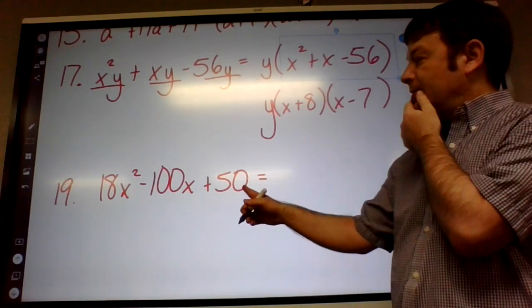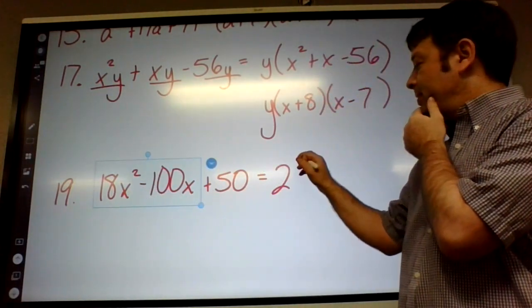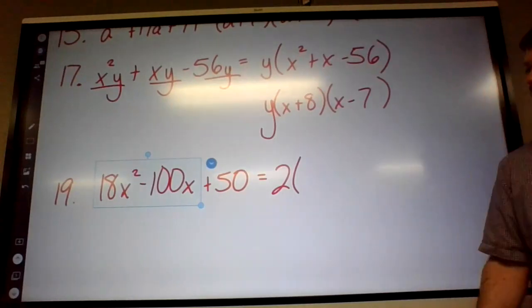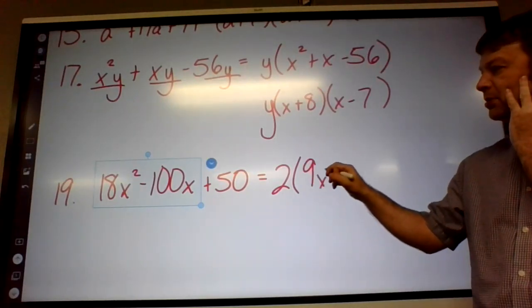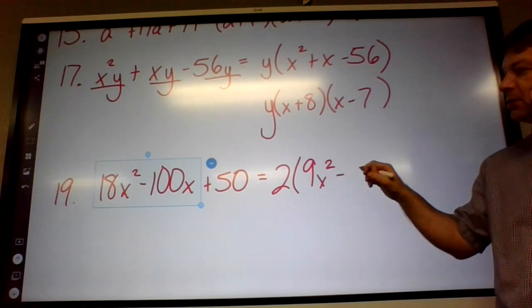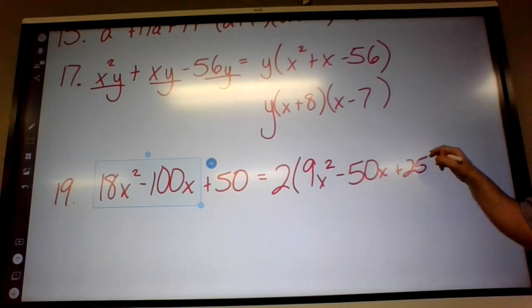A2. Right, this ends in 0, 0, and 8, so 2 definitely will work, so let's try that. If we divide all those by 2, we get 9x squared minus 50x plus 25. No calculator.